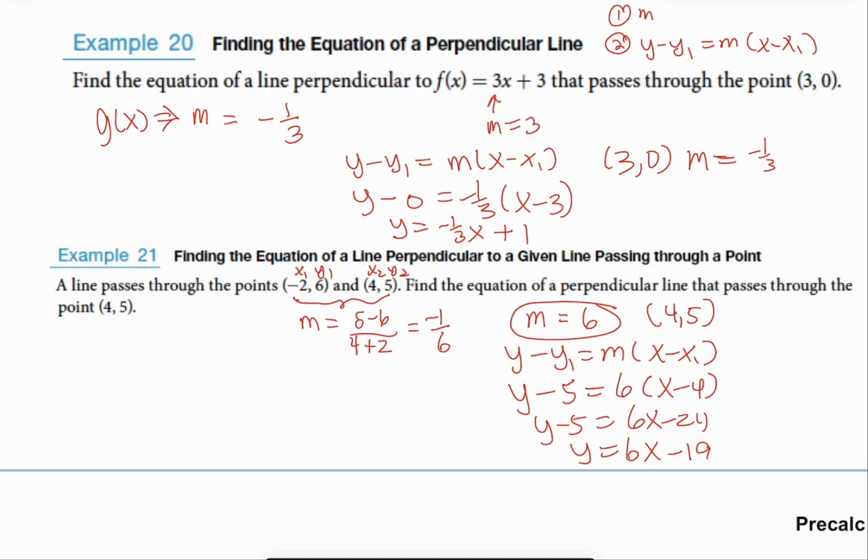So if they use the word parallel, you get to just use the slope that they gave you. If they say perpendicular, find the slope of your original line and then flip it and change its sign, and you'll find the slope of what you want. And in calculus, we find what's called the equation of a tangent line. Anytime you find an equation of a line, this is probably the quickest and most efficient formula: y minus y1 equals m times the quantity of x minus x1. Know it, memorize it, it's not going anywhere.